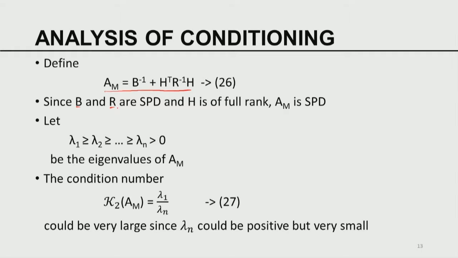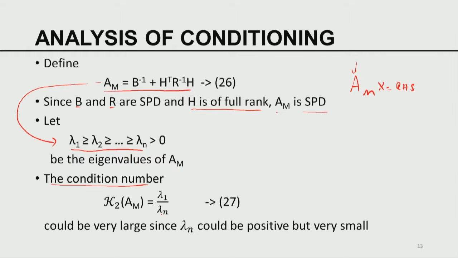B and R are SPD. I'm assuming H is full rank. Therefore, AM is SPD. If AM is SPD, this combined matrix AM has n eigenvalues. The least of the eigenvalues is positive. The condition number for this matrix is given by lambda 1 by lambda n. Please understand, this is the matrix with which I have to solve AM x equal to the right hand side, where the right hand side is a vector. So the quality of the solution depends on the condition number of this matrix AM. The condition number, please recall, is lambda 1 by lambda n.